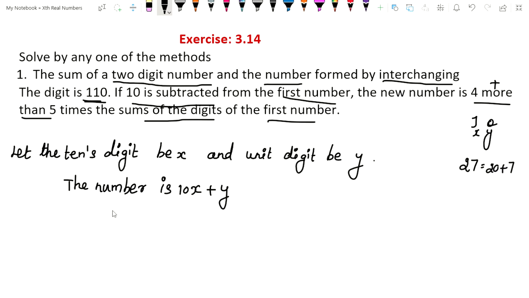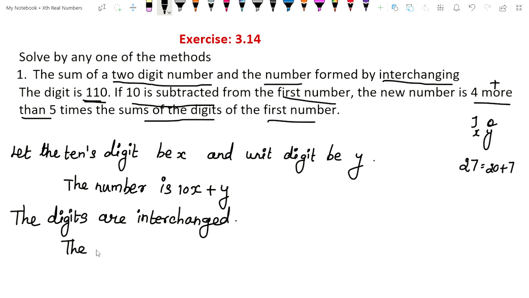After that, what are we doing? We are interchanging the digits. Okay. So the digits are interchanged. The new number is, after interchanging, we are getting one number. That number is called the new number. The new number is 10y plus x.